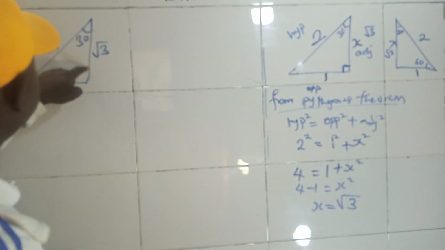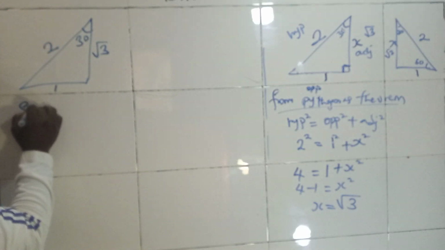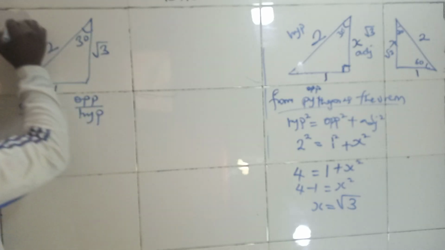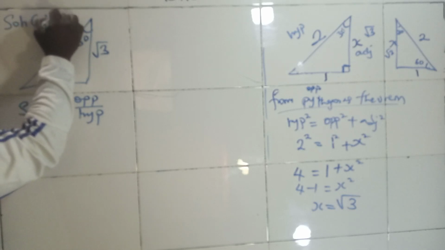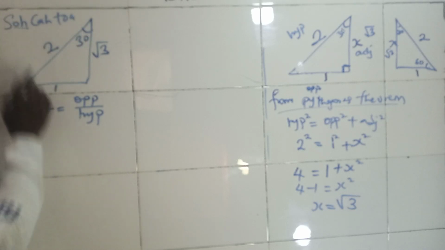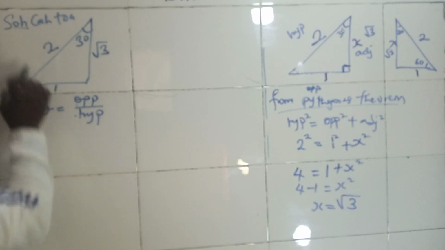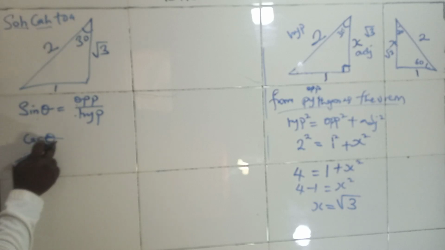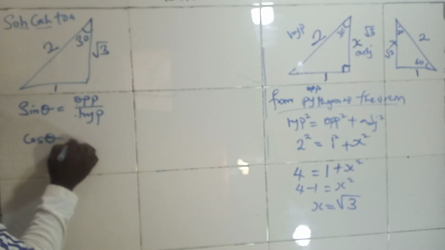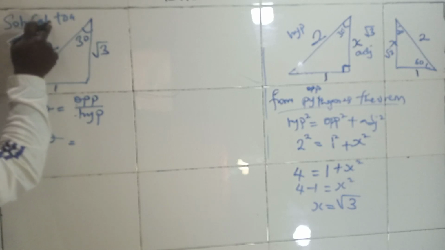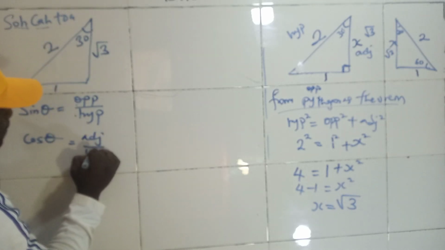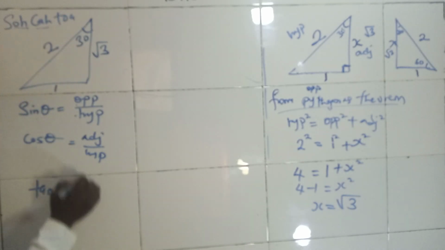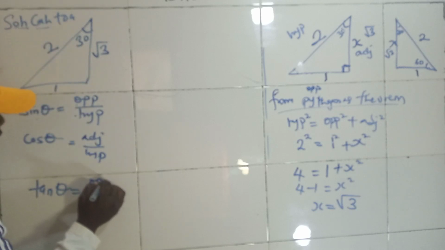So for me to determine sine 30, what is sine? Sine theta is equal to opposite all over hypotenuse, from SOHCAHTOA. Opposite all over hypotenuse. Ka, that is cos theta. Cos is the short form of cosine. Cos theta is equal to adjacent all over hypotenuse. Then we have tan theta. Tan theta is equal to opposite all over adjacent.